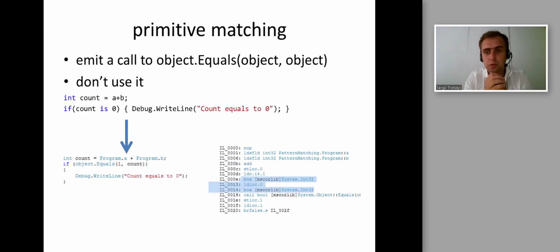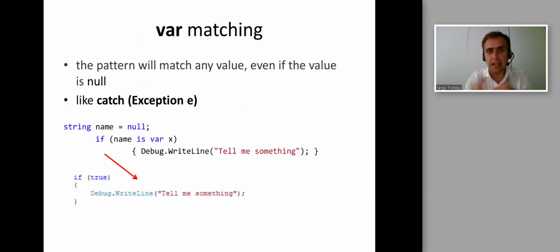Primitive matching. For sure, we could use the equals operator, and we should use the equals operator here. Why? Because if we use primitive matching, the compiler transforms that code, is count is null, into something like object.Equals(1, count). It means that this operation requires two boxing operations. And you see that this is just performance overhead which we don't need. So don't use it.